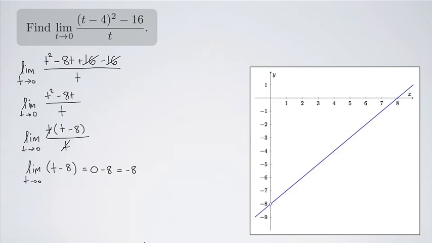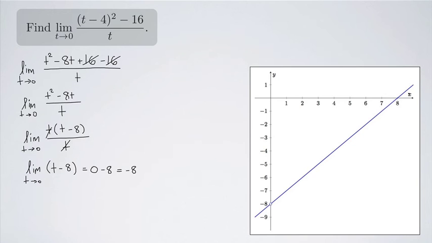So let's look at a graph of this. If we look at the graph, we see that it looks like a straight line. So you might be surprised to see that this complicated thing that we started with is actually just a straight line. But remember, it reduced to t minus 8 everywhere except for where t was 0. And that's why at t equals 0, we see a hole.